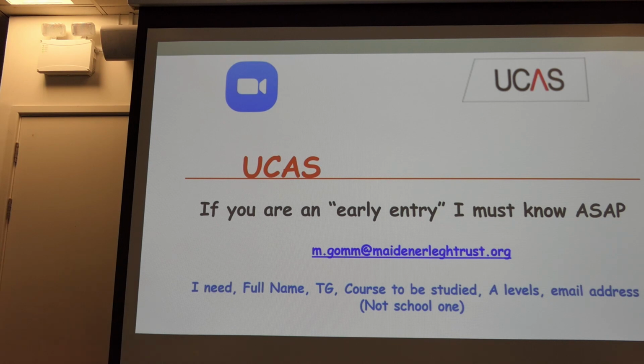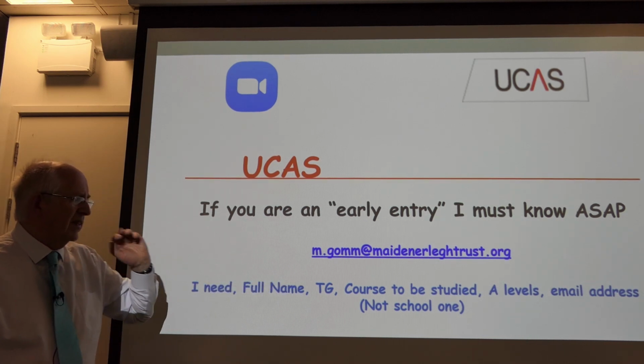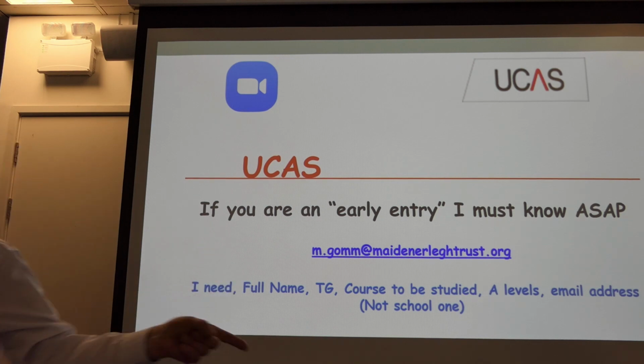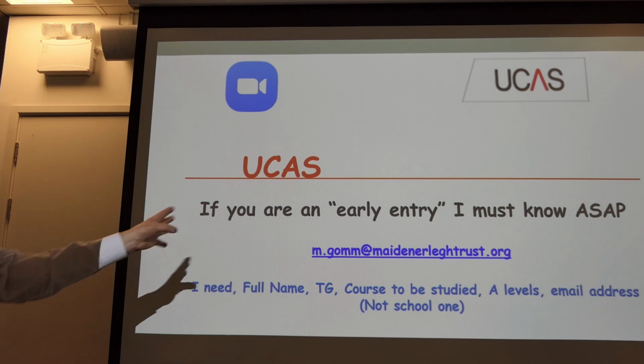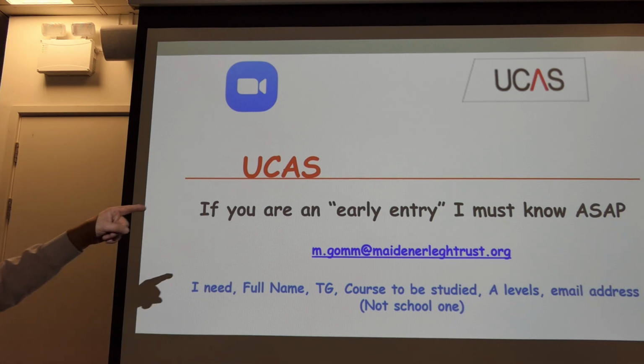Now, the second thing is if you consider yourself to be an early entry student, that is somebody who wants to do medicine, veterinary, dentistry, Oxford or Cambridge, some nursing courses, and you need to make sure you've done your research, I need an email from you. I know some of your tutors earlier on in the year could have put a list together, but I need from you full name, tutor group, the course you are going to be studying, the A-levels you are currently doing, and an email address. You may say, well, I've sent it to you from an email address. I need you to put that in there because I just need commas between it so I can grab that data so I can communicate with you. The email address should not be your school one.